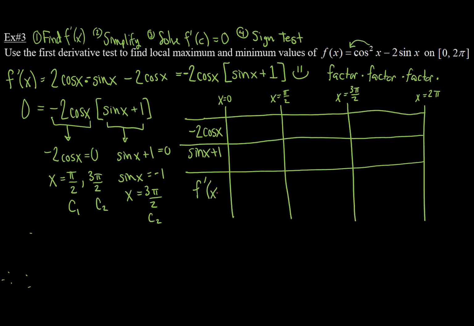Or again, you can just plug it into f prime of x. So remember, you're plugging it into f prime of x. This is the one you're plugging it into right here, not your original function. So if I pick a number between 0 and pi over 2, let's just say pi over 4. So for between pi over 2 and 3 pi over 2, I'm going to pick pi. And then for 3 pi over 2 to 2 pi, I'm going to pick 5 pi over 4, I think is over there. Yeah.